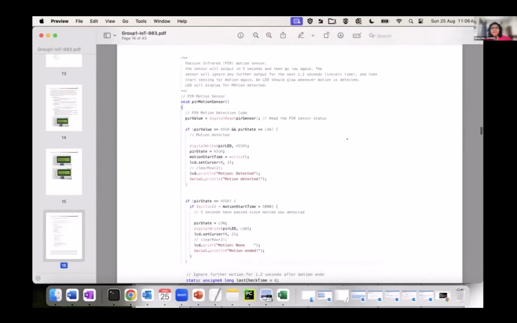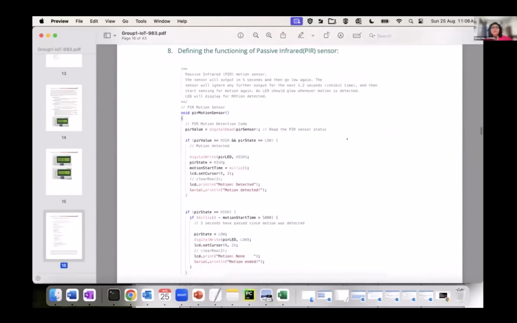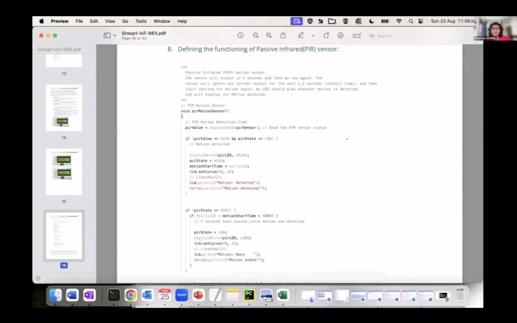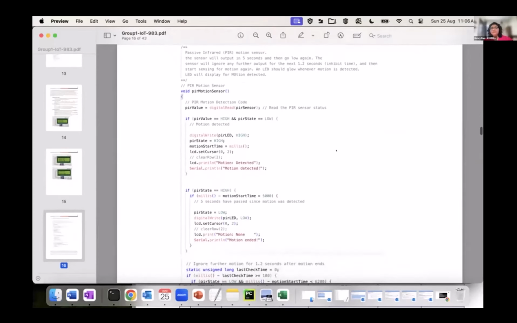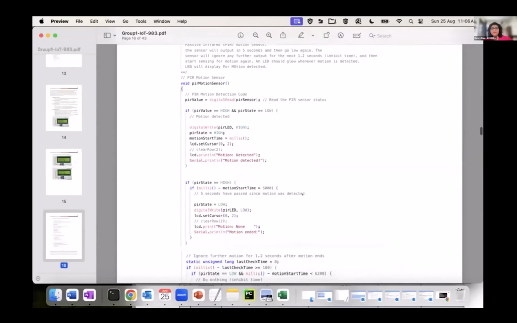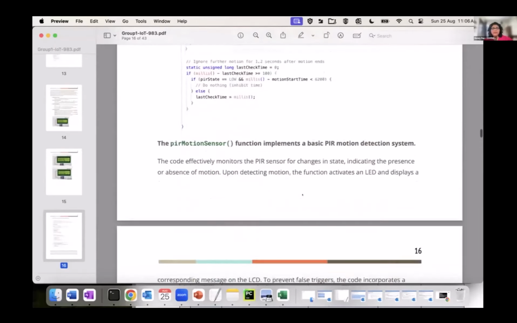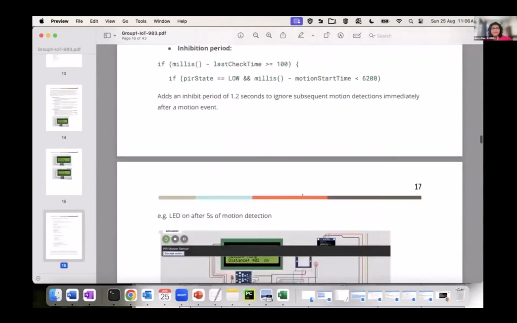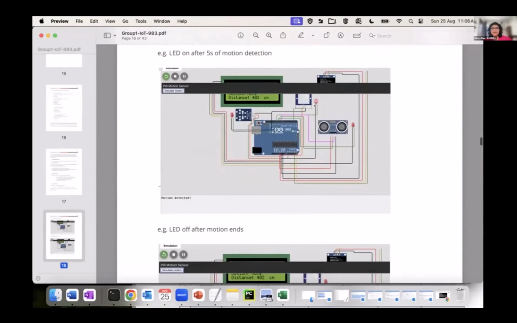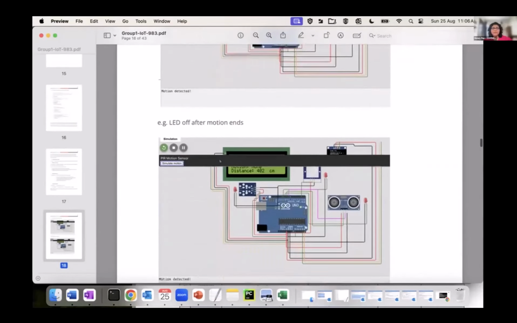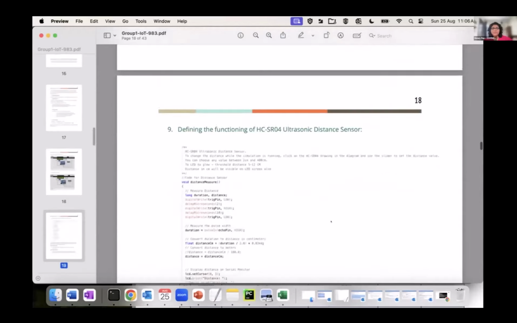The PIR sensor, as we know, detects motion. It has a 5 second delay to ensure that there are no false triggers, and we also have a 1.2 second delay. This piece of code will take care of that. This is how the LED would glow if motion is detected, and it would turn off when the motion is not there.